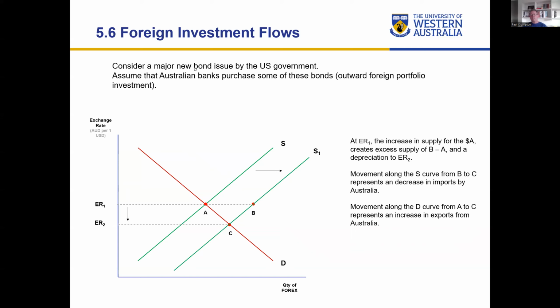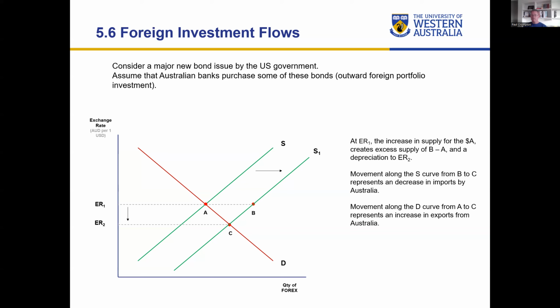Now, when the US government issues new bonds like this, it could be a 10, 20, $50 billion issue. And investors or lenders from all around the world, including some inside the United States, will be buying these bonds. Let's just imagine that some Australian banks purchase some of these bonds as an investment.